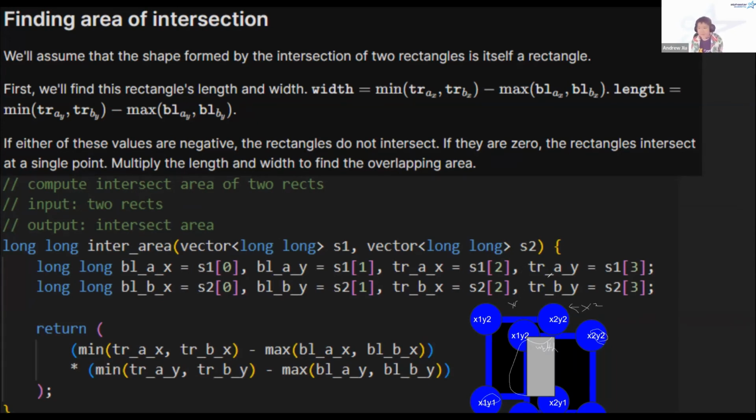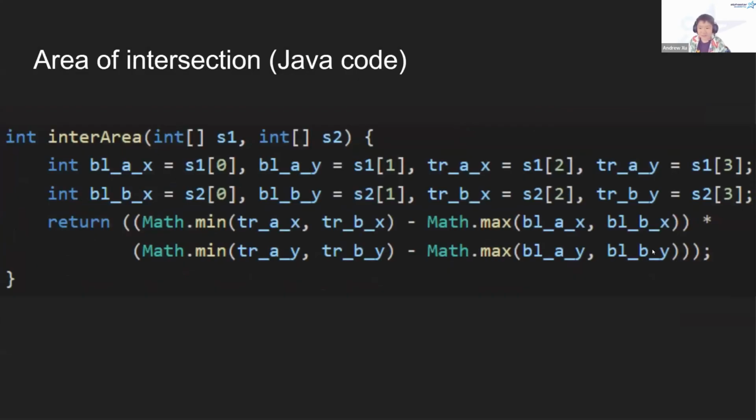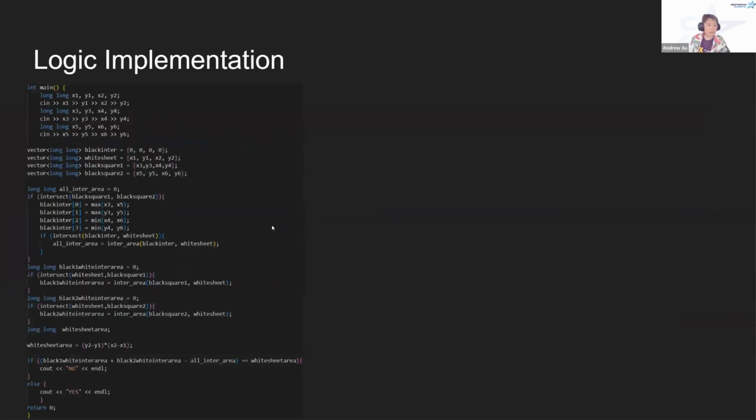After you check if they intersect and find the area of intersection, you start going to the main logic, which is, this is the Java code for the intersection. For the Java code, you just use a normal array. And then you want to do the logic implementation. And this is after you did the functions for checking if they intersect and the area of intersection.